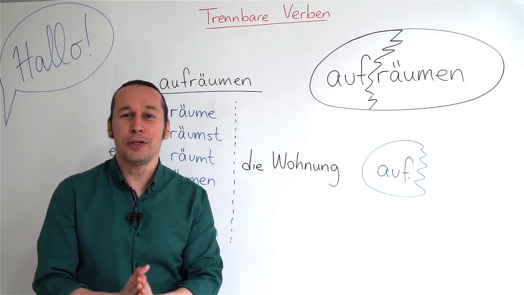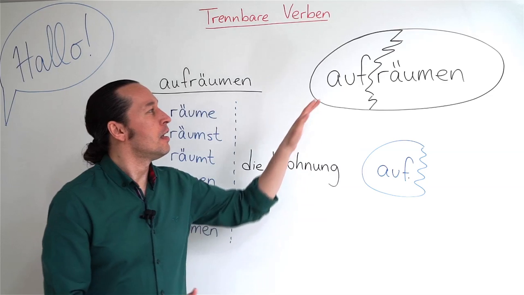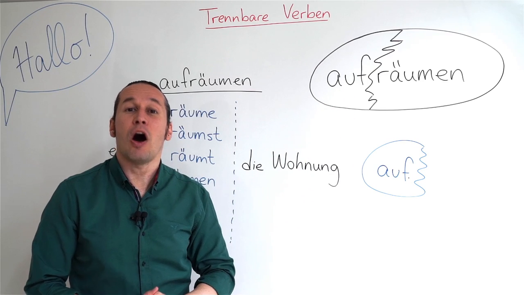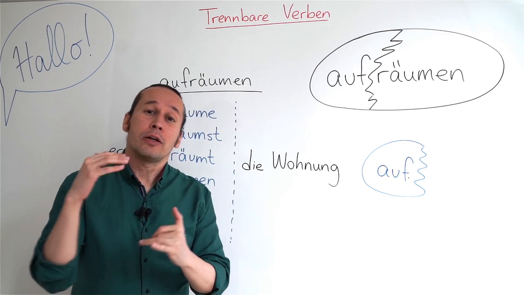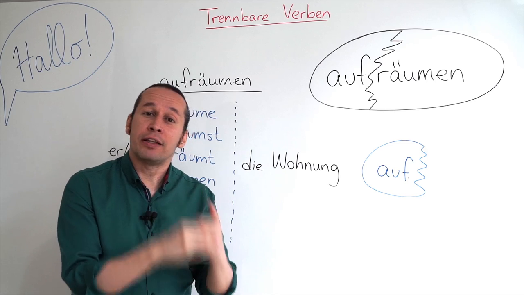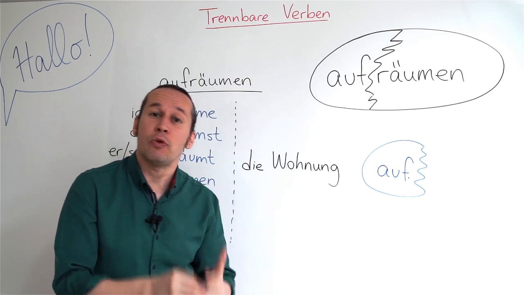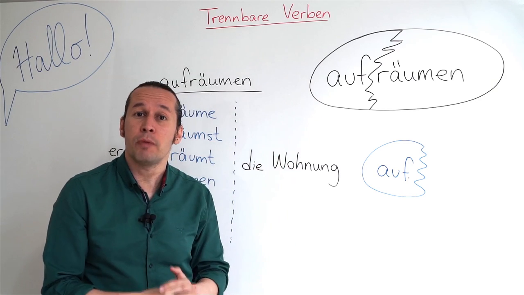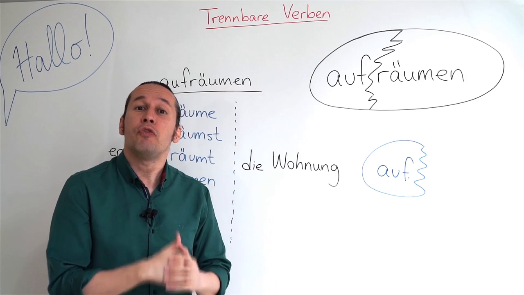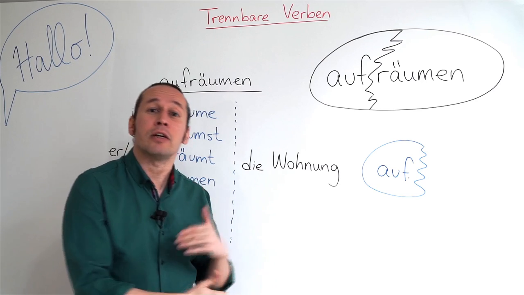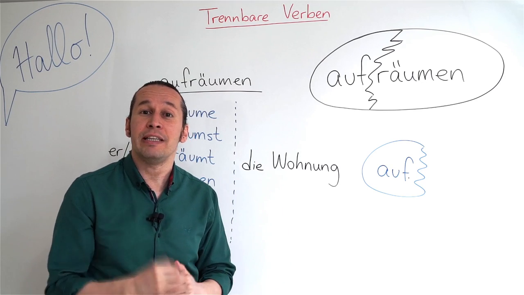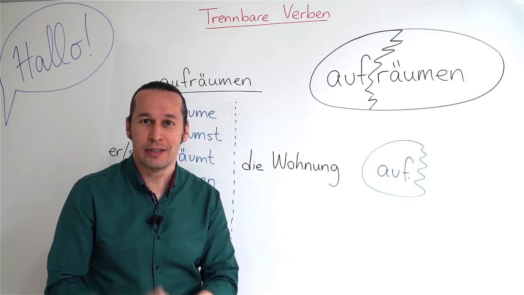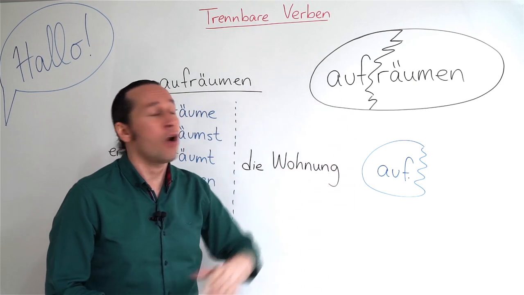Now we are continuing with the last separable verb, which is aufräumen. Of course, there are many other verbs like regular, irregular, and separable verbs. In the upcoming videos, we will be having the other verbs as well. So please stay tuned for this. So let's continue with aufräumen.